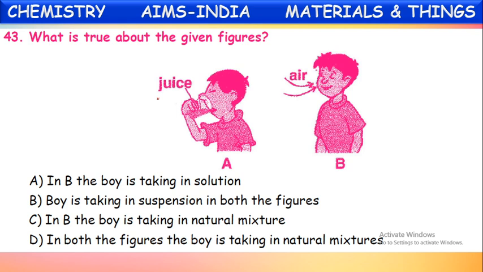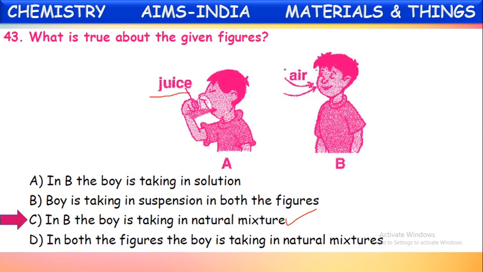In B, the boy is taking in a natural mixture. Yes, in this case the boy is taking a natural mixture, because air is a natural mixture of several gases. In both figures, is the boy taking a natural mixture? In the first case, it is not a natural mixture. It is prepared. We take the extract of pulp from the fruits, and then some water or milk is added along with some sugar. So it is prepared, not natural. In the other case, the mixture is natural. So C is correct.